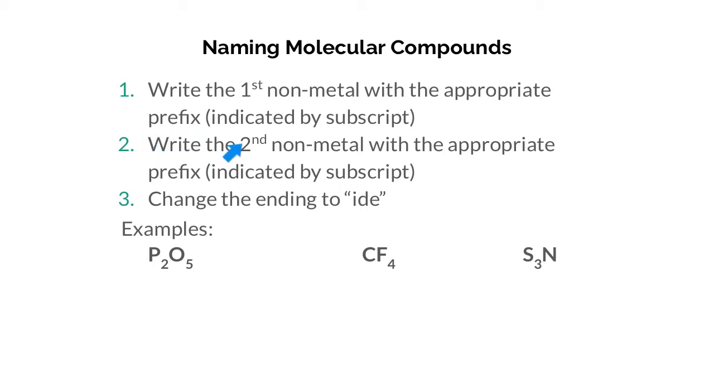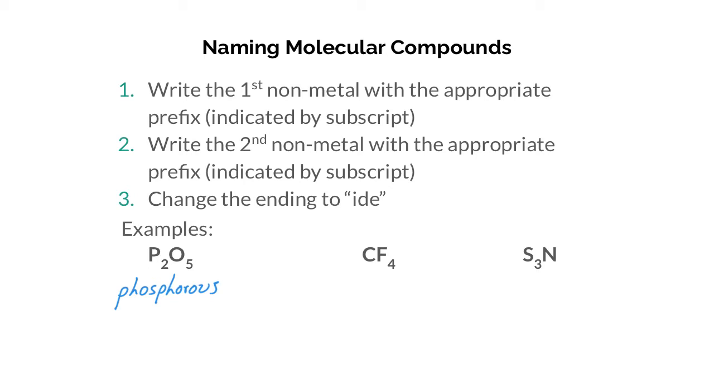We write the second nonmetal with the appropriate prefix as well, and similar to ionic, we change the ending to "ide." So when we're doing our first example here, we have P2O5. We write the first nonmetal with the appropriate prefix. We just write the full name, so we're going to write phosphorus. And then we use the appropriate prefix.